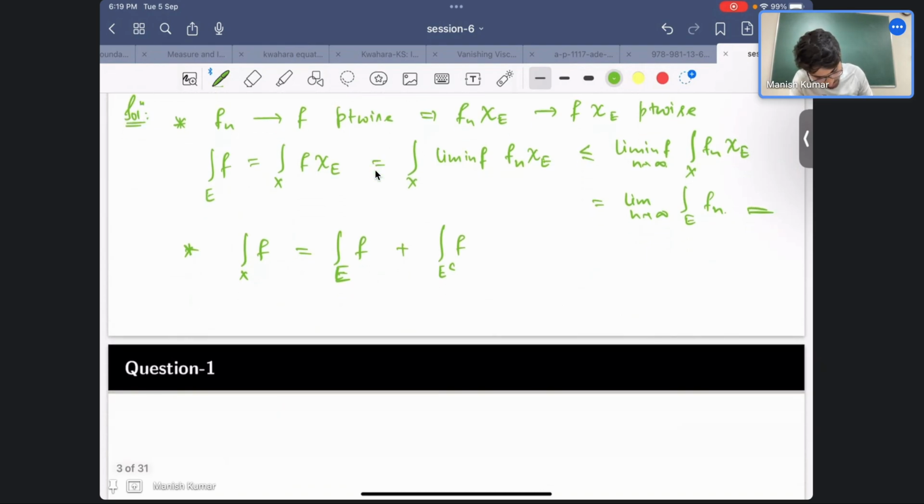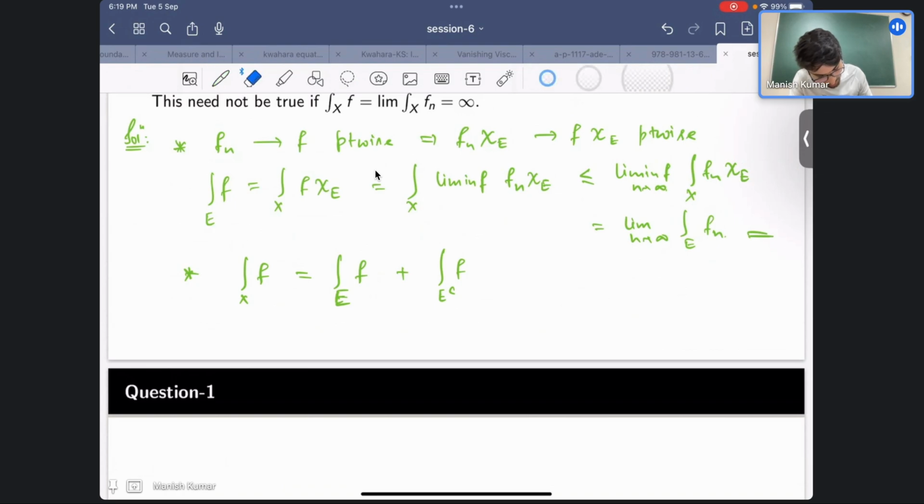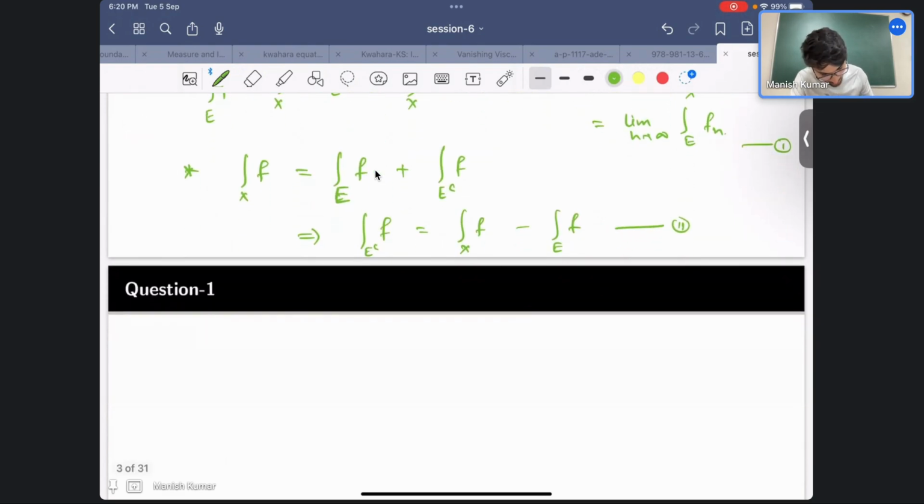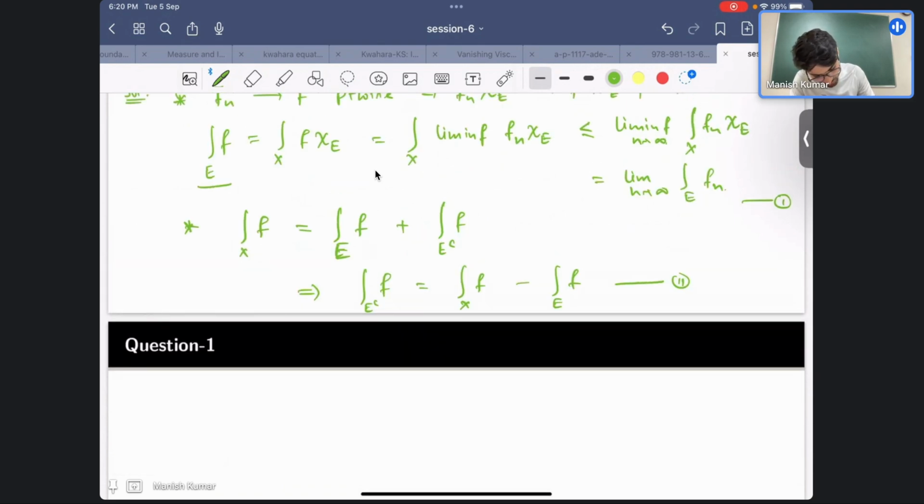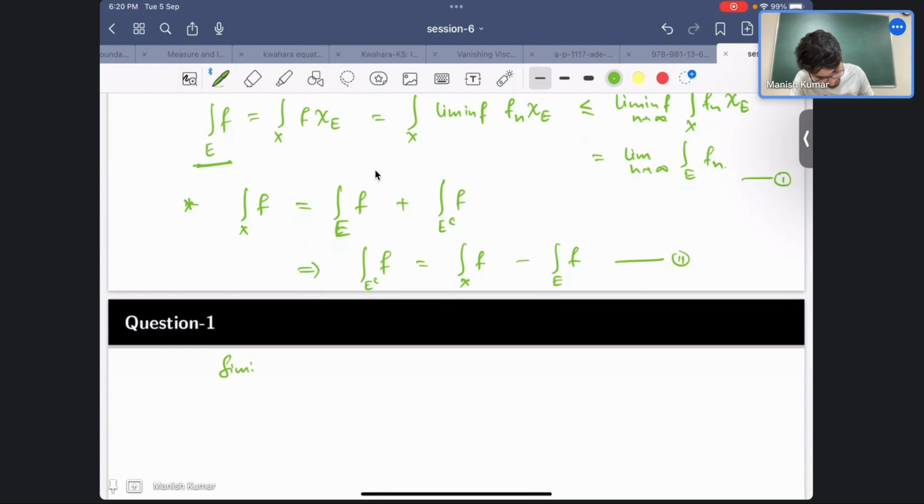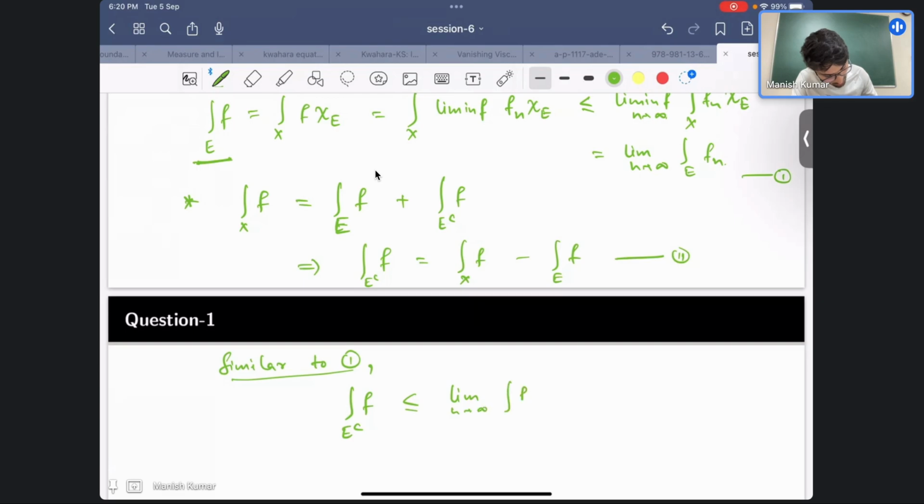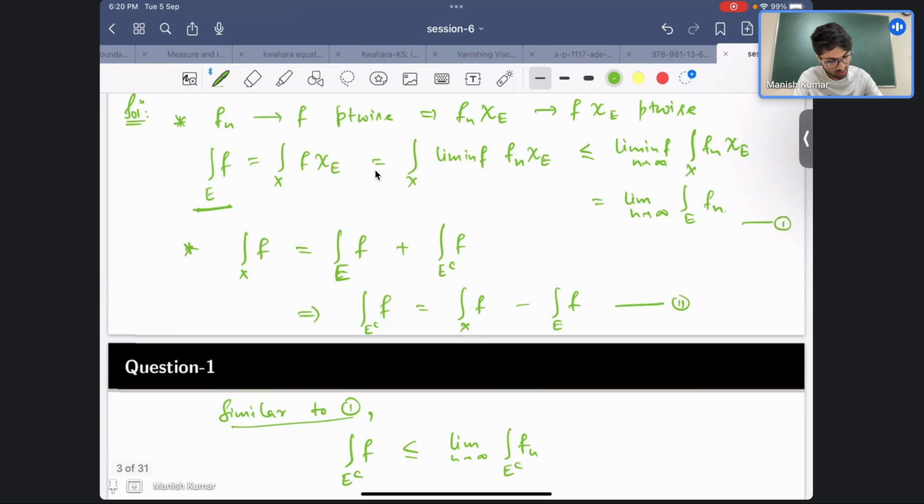Now the way we have dealt with f over e here, we can deal with f over e complement. If you want to rewrite this, f of e complement is nothing but f over x minus f over e. Let me say this is 1. And then, similar to 1, just using Fatou's lemma, what you can write is the integral of f over e complement is less than or equal to the limit as n going to infinity of fn over e complement, right?